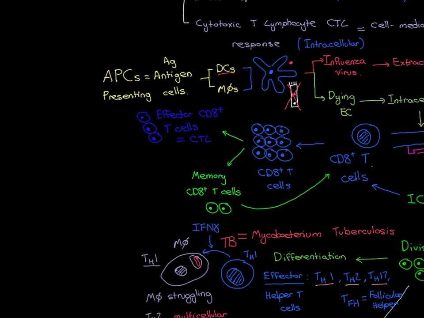They're going to go into the bloodstream, they're going to go to the site of inflammation, so the respiratory epithelium. So they arrive at the respiratory epithelium, and then what they're going to do is kill virally infected cells. They are the better version of NK cells. They are very, very powerful.